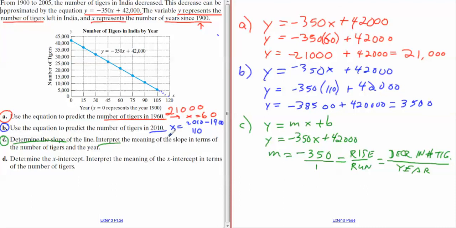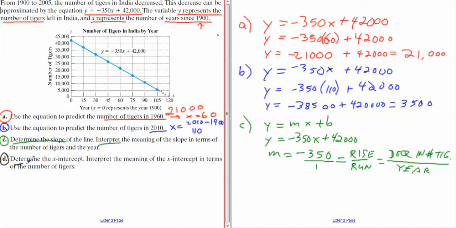Okay, last question. Let's see if I've got black here. Black ink, sure enough. D, determine the x-intercept. Well, the y-intercept would be where this intersects right over here, but we're asked to find out what the x-intercept is. The x-intercept would be right over here, and we had to guesstimate that it's probably pretty close to maybe 120.